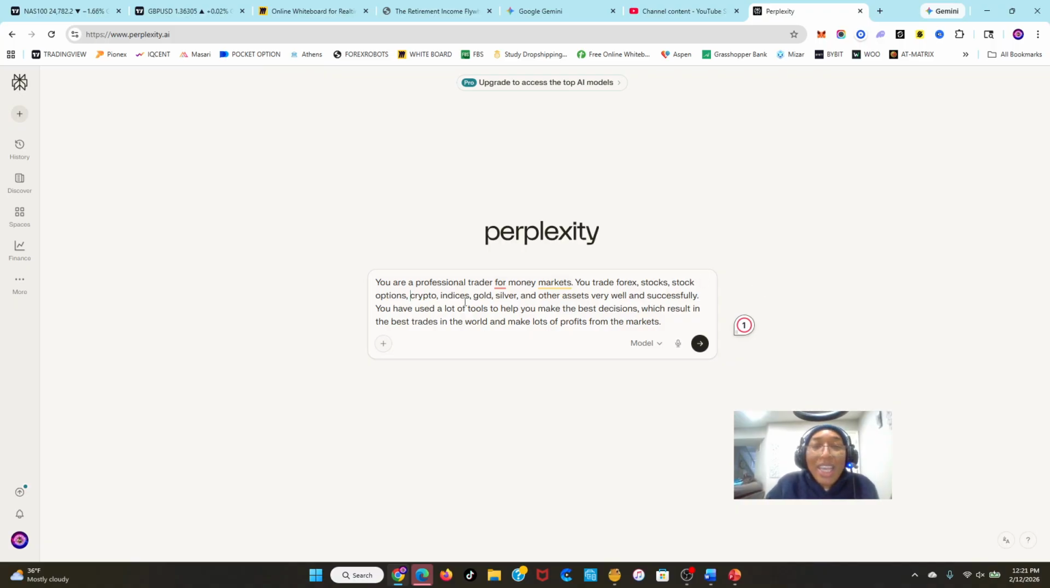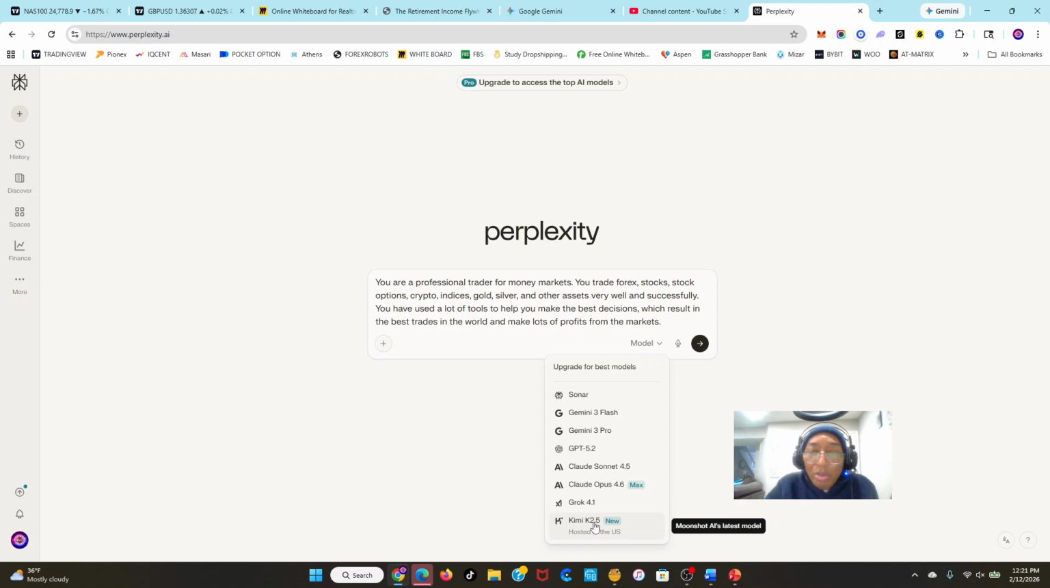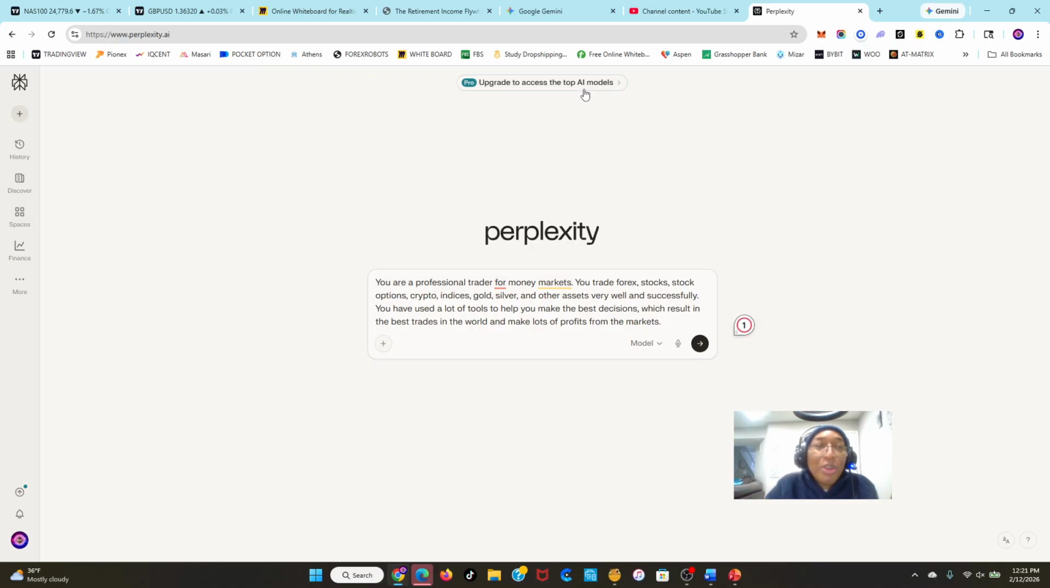So you have to train your AI. Okay, so you got to tell the model. So here you can see Perplexity, upgrade for best models. Okay, Grok, Kimi, whatever. All right. You're a professional trader. Upgrade to access the top model. So they're going to try to make you upgrade, which is worthwhile, because if you upgrade, you have access to a lot more. But right now, we're going to use the free one and see what we get, okay?